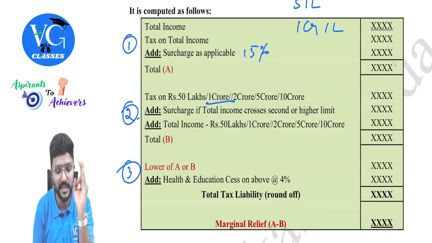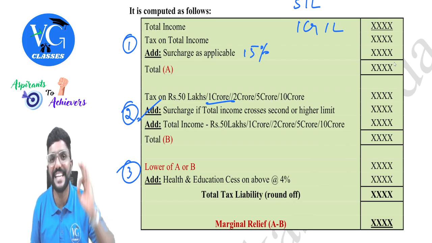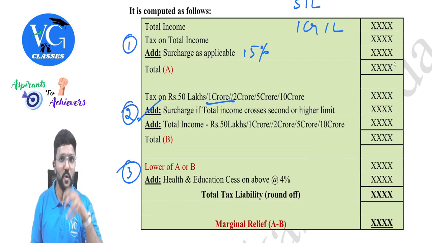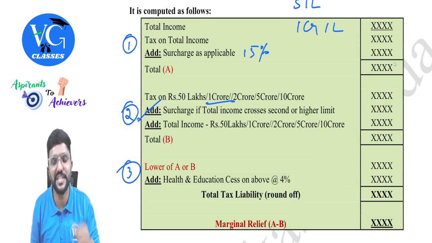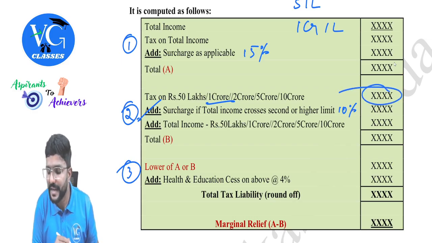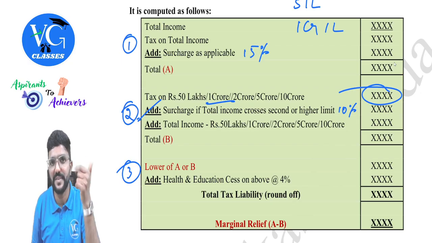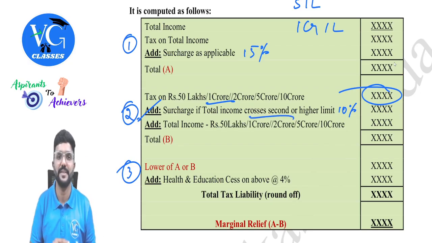Now, this step is important. Will surcharge come here? Yes. If the total income is exactly 1 crore, more than 50 lakh up to 1 crore, what is the surcharge rate, guys? 10%. So here 10% will come, on whatever tax you have calculated here. Because 1 crore is the limit which is crossed by the assessee, which is the second limit.